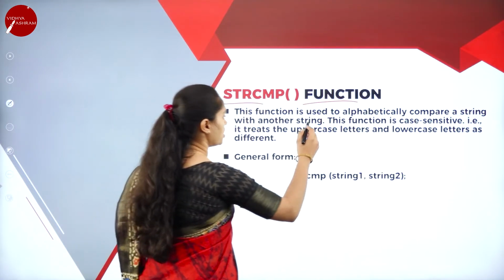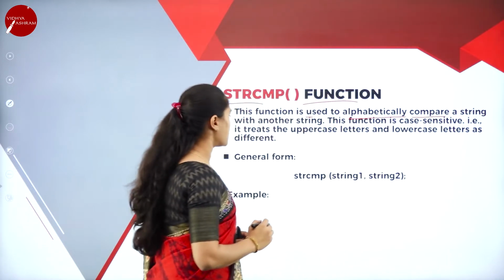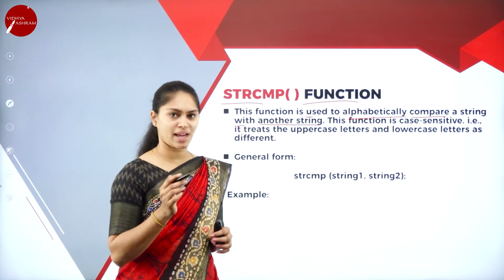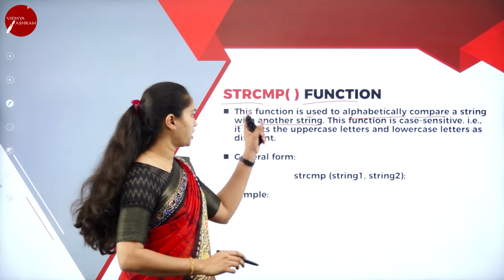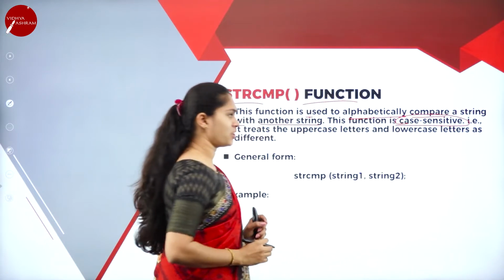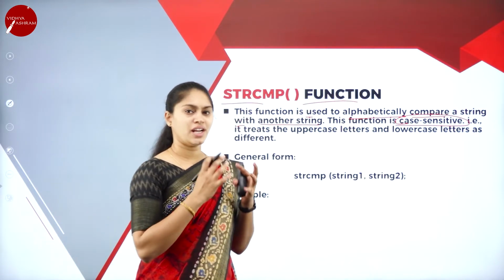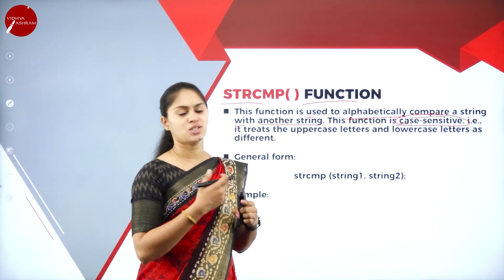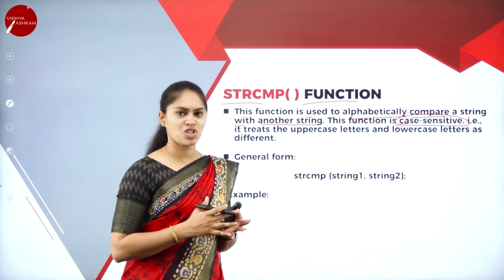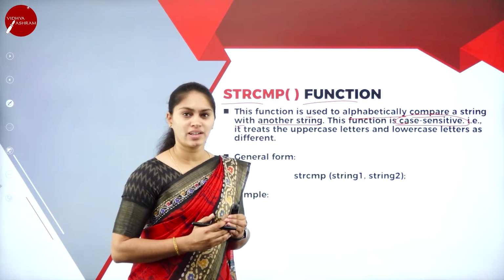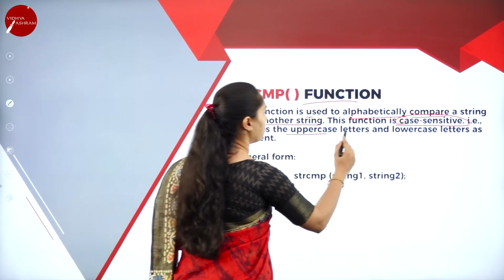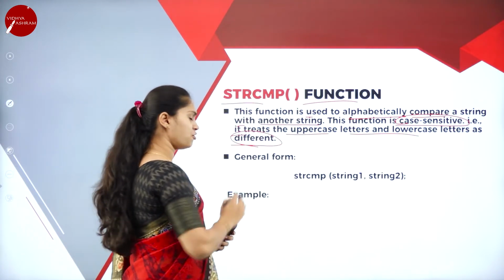This function is used to alphabetically compare a string with another string. When I want to compare one string with another string based on the ASCII character value, then we use this string comparison function. This function is case sensitive. That is important here, students. What does case sensitive mean? It will not consider capital T and small t as the same value or the same variable. Instead, it will differentiate between the uppercase as well as the lowercase. That is what case sensitive means: it will treat the uppercase letter and lowercase letter as different values.